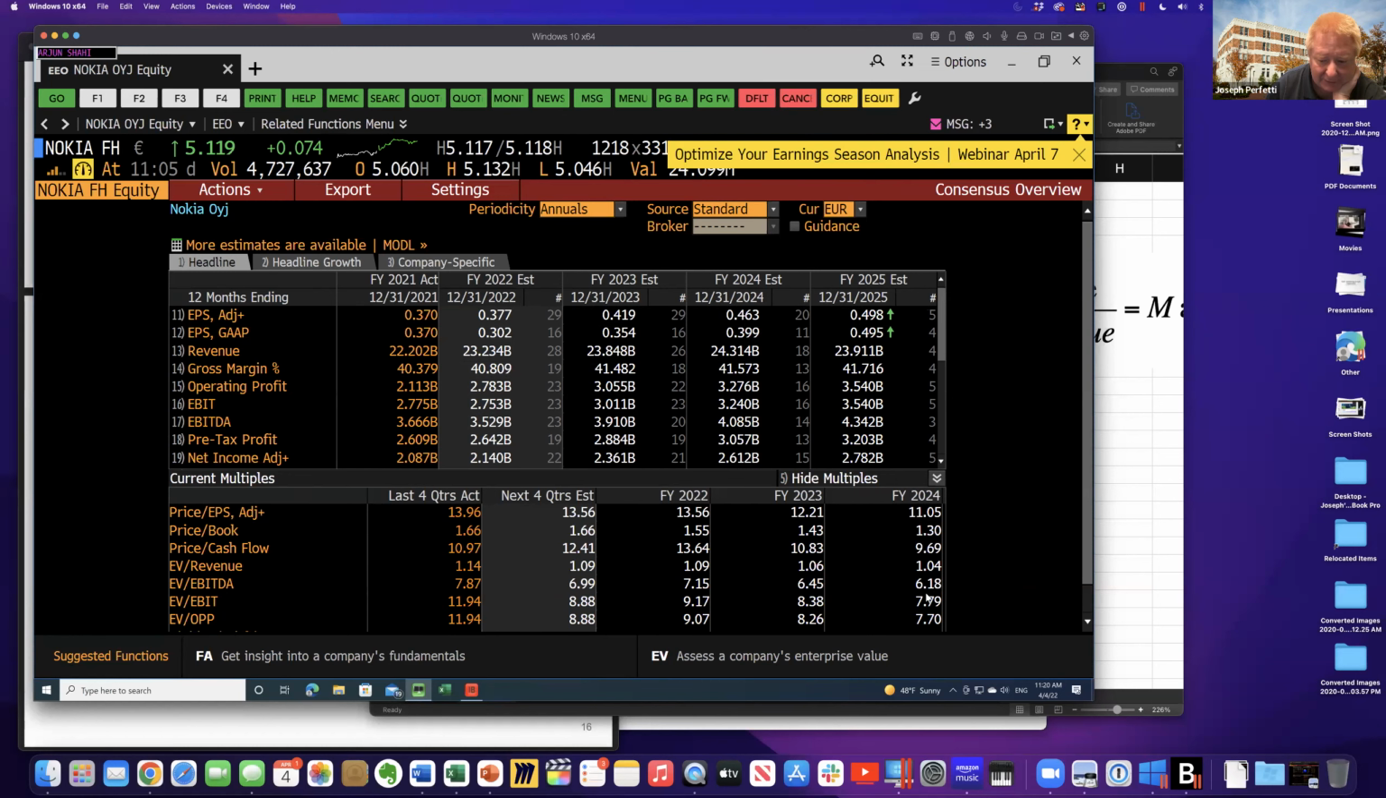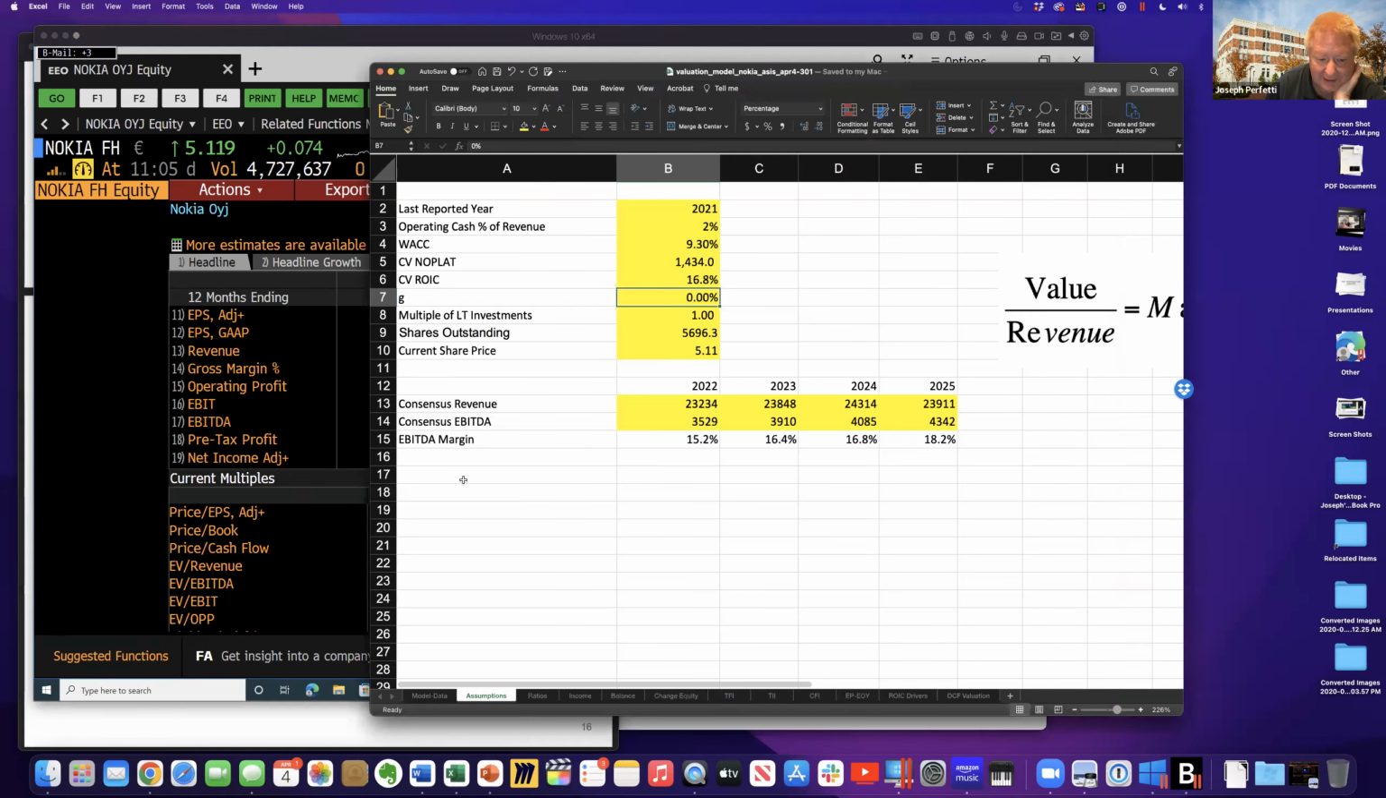It's 8.38 followed by 7.79. Okay. So what we're going to do is add to our model. I'm going to put in my forecast EV to revenue, and I'm going to put in my forecast EV to EBIT. I'm going to do it for 23 and 24. Make those cells yellow. I'm going to type them in.